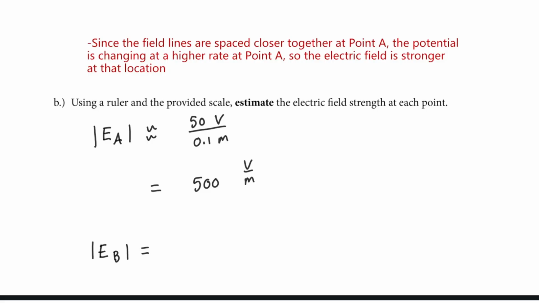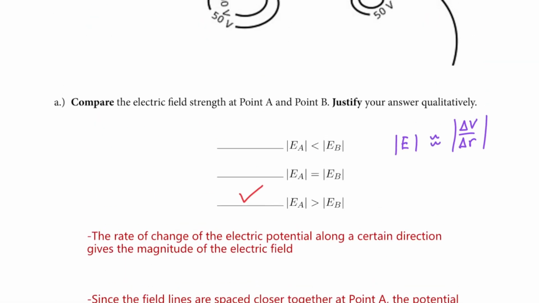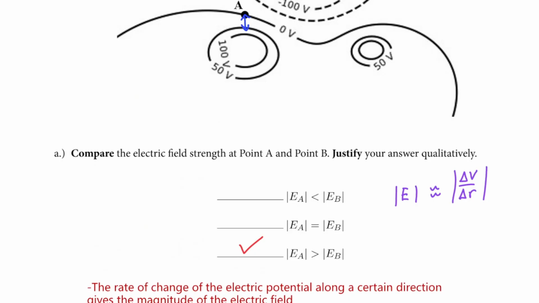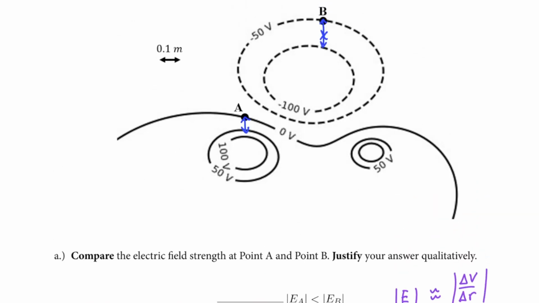And then similarly for the electric field at point B, we have to use the spacing we're given. I would like to have the E field or the equipotentials on both sides, but it's still the same 50 volt change, except this time it was spread over 1.5 ticks. So that's going to be roughly 333 volts per meter. So we can see that the E field strength is greater at point A, because just by the formula, if you're increasing the same number of volts over a lesser distance, that rate of increase, also known as the slope, is larger.